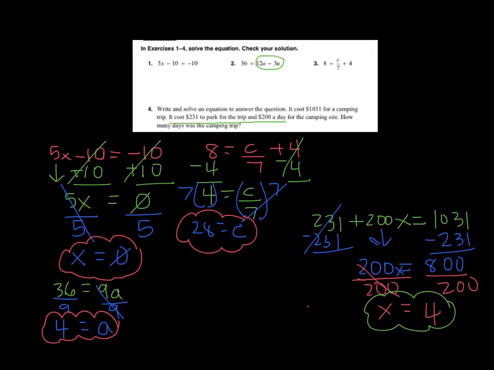So when you solve that equation, the first thing you needed to do was subtract 231 from both sides. That's where I got 200x equals 800. The opposite of multiplying by 200 was to divide, and 800 divided by 200 is 4. So that means that they went camping for 4 days. For this next section of the video, we're still solving equations. The equations are just getting variables on both sides now.